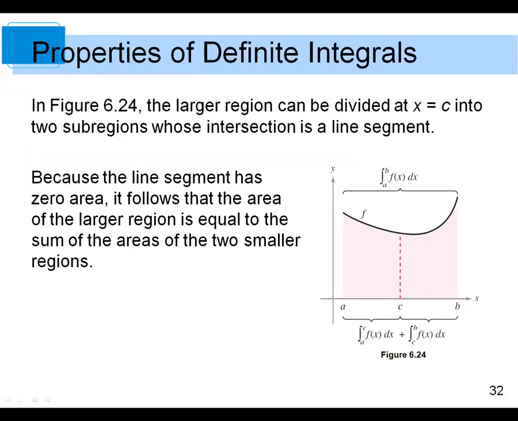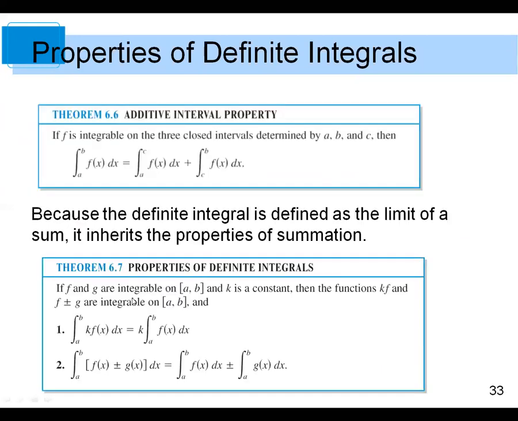So in this picture, the larger region can be divided at c into two subregions whose intersection is a line segment. In other words, the integral from a to b of f of x dx is this whole region. But if I split it up at c, it's actually the sum of the integral from a to c plus the integral from c to b. Because a line segment has 0 area, it follows that the area of the larger region is equal to the sum of the areas of the two smaller regions. So that's the additive property.